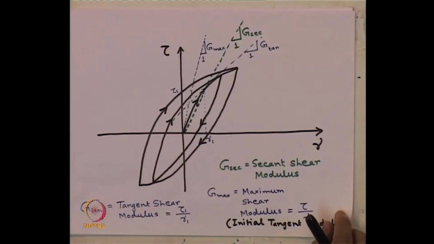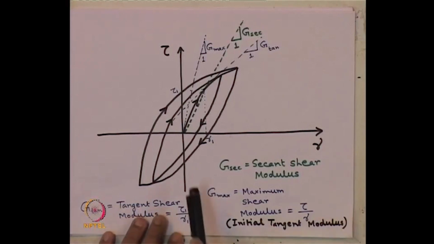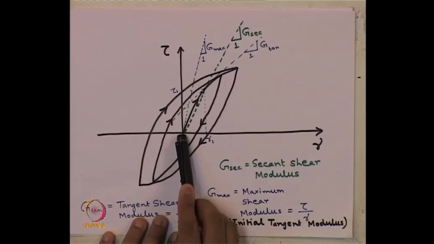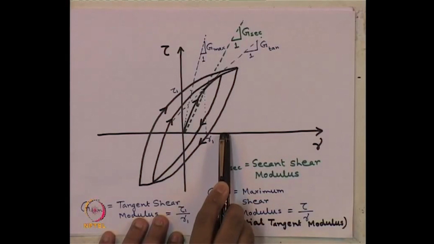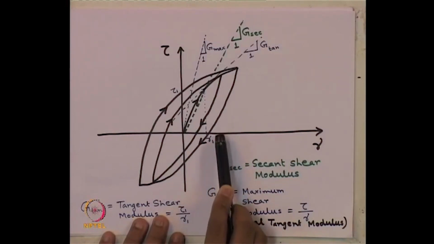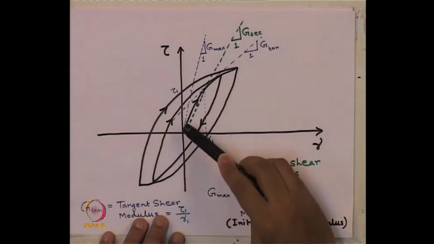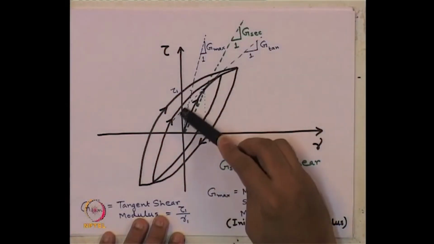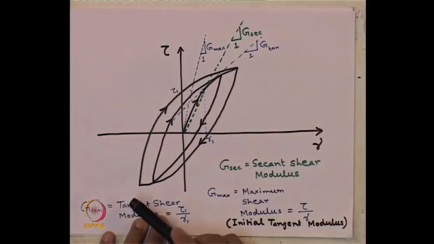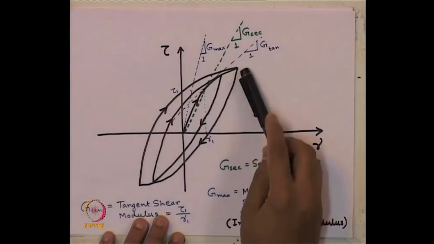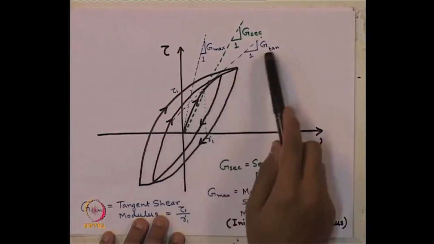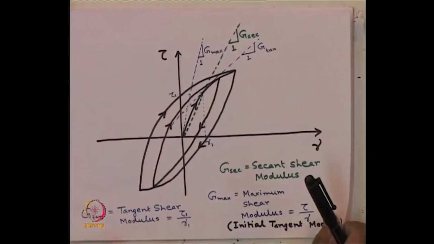So, complete nonlinear analysis means when the sample goes from this state to any level of shear strain, at each of them you should consider the change in the value of G due to the curvature of this behavior, which is taken care of if you take the input value as tangent shear modulus. Now, what is in between?